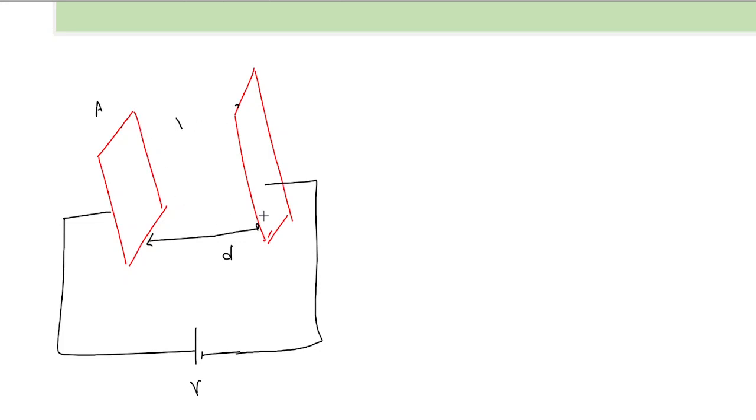Now this would create an electric field. The electric field goes from the positively charged plate to the charged plate which is negative. So the electric field goes like this. So the field is here E, and we learned that in case of a uniform field, E is equal to V by D. So this is the form for E.